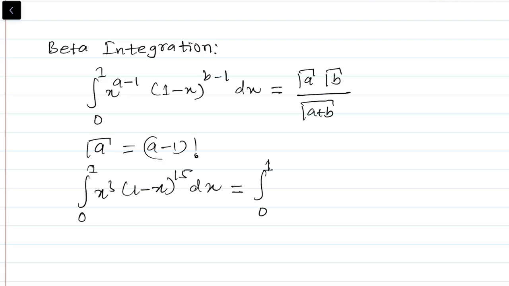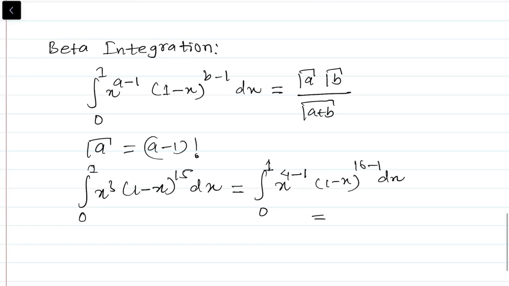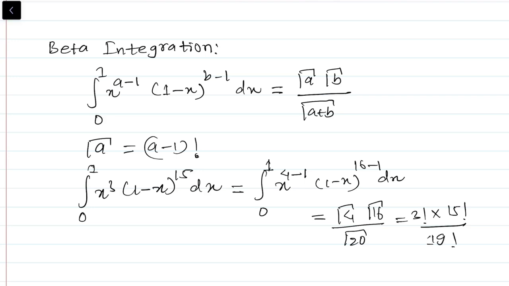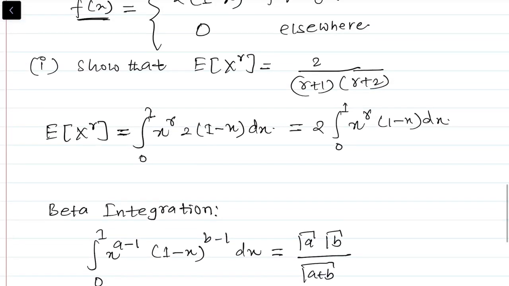The range is 0 to 1. We can write x to the power 4 minus 1, which is 3, and (1 minus x) to the power 16 minus 1, which is 15. Now this is in the form of beta integration, so we can apply the formula. Our answer is gamma 4 times gamma 16 divided by gamma 20, so this is 3 factorial times 15 factorial divided by 19 factorial. Now let's go back to our previous question.